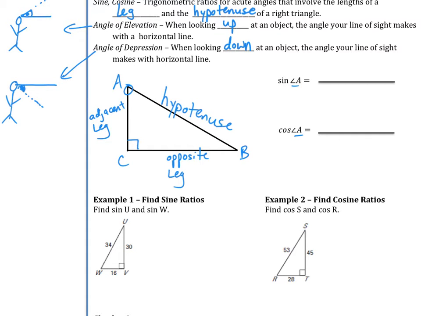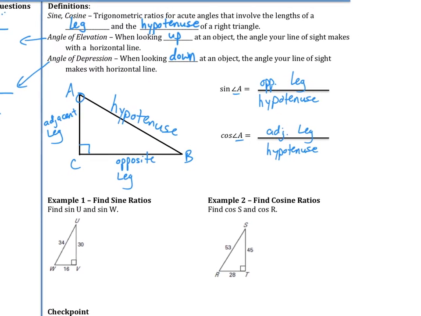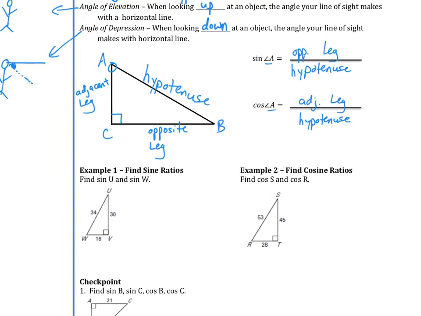Okay, the sine ratio is always going to be the opposite leg over the hypotenuse. The cosine ratio is going to be the adjacent leg over the hypotenuse. So we have sine and cosine.